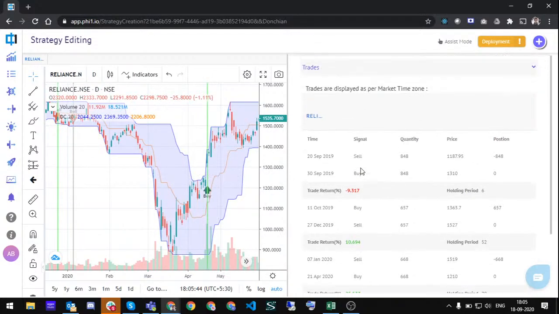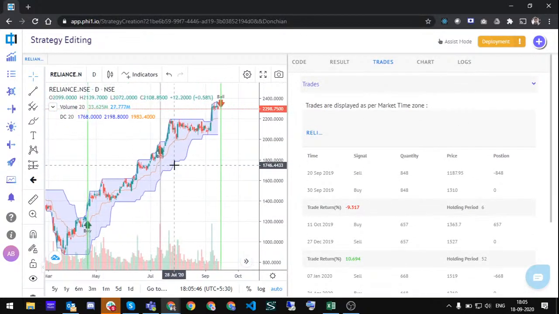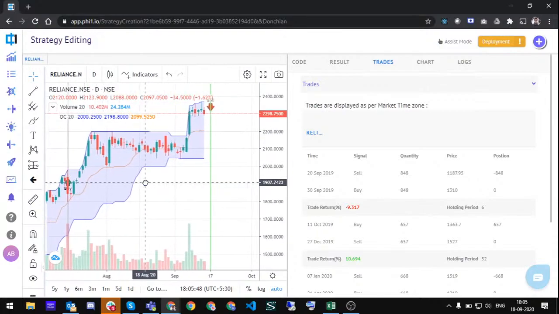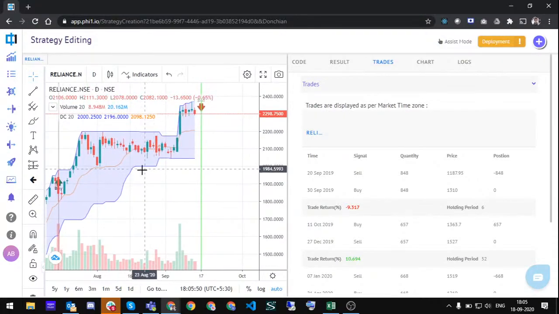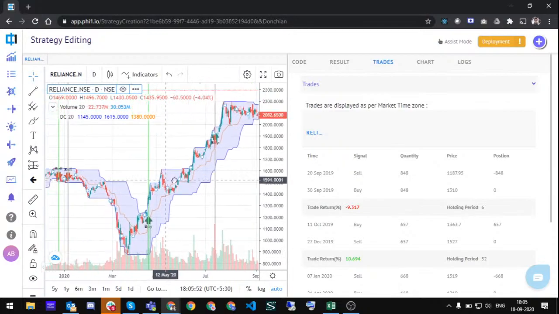So those are two examples that we can show. Another one would be here, where we breached the top of the band and then we squared off at the other end.